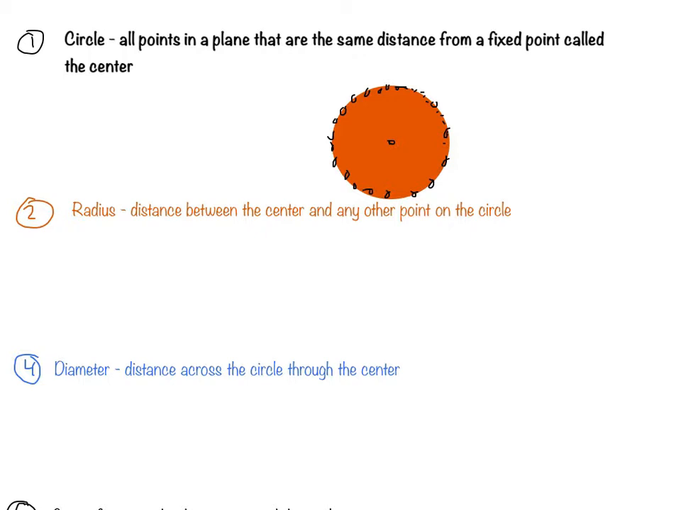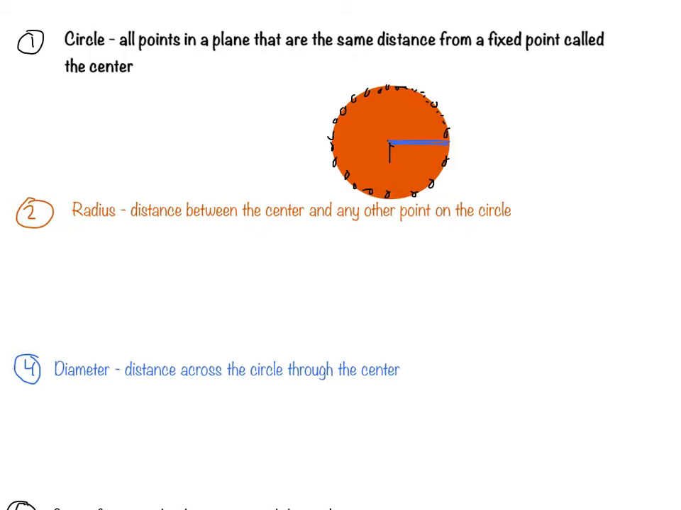Okay, so what's the radius though? Well, it's the distance between the center and any other point on the circle. Okay, so what I'm going to draw here, that is not the radius. Okay, the radius must go from the center all the way to the outside or the circumference of the circle.